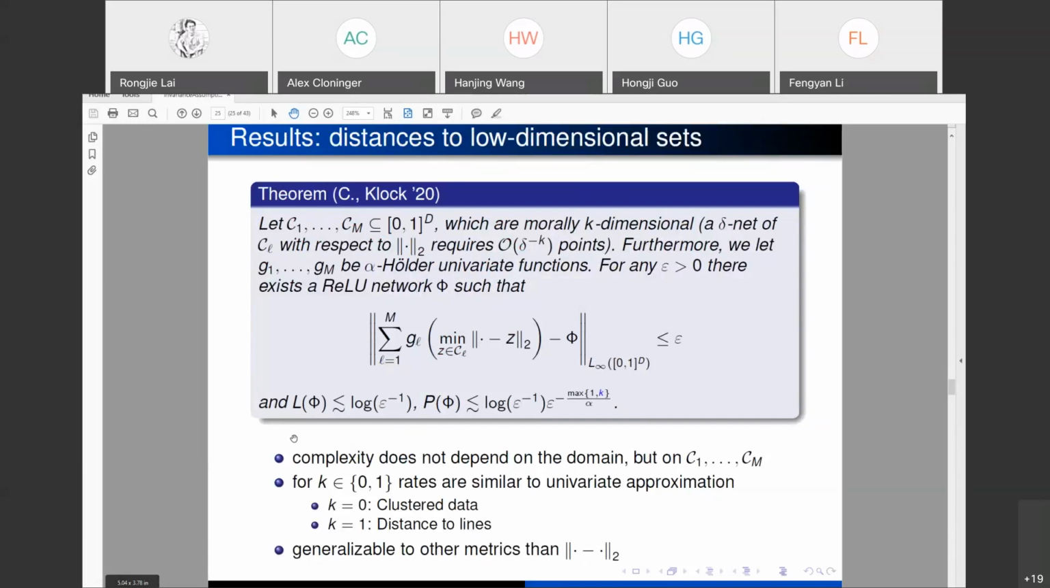And that basically says, let's assume we have all of these little sets, right? But maybe a lot of them have the same labels, or maybe they have different labels. And I'm going to say that those sets are what I'm going to call morally k-dimensional, where to build a delta net on that little class, you would need delta to the minus k points.